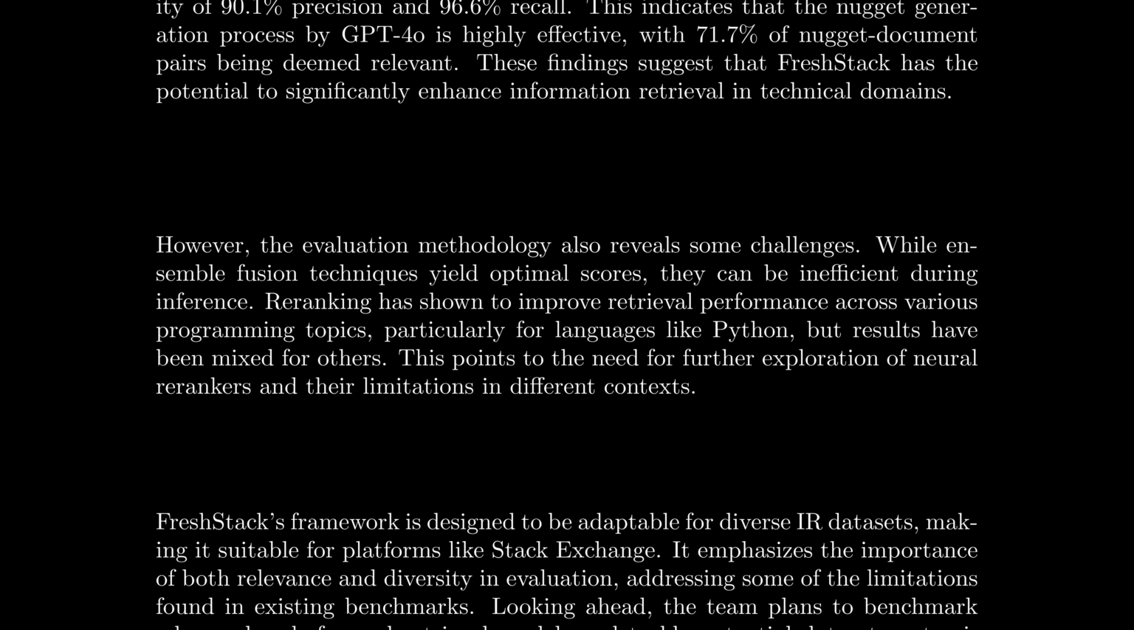However, the evaluation methodology also reveals some challenges. While ensemble fusion techniques yield optimal scores, they can be inefficient during inference. Re-ranking has shown to improve retrieval performance across various programming topics, particularly for languages like Python, but results have been mixed for others. This points to the need for further exploration of neural re-rankers and their limitations in different contexts.